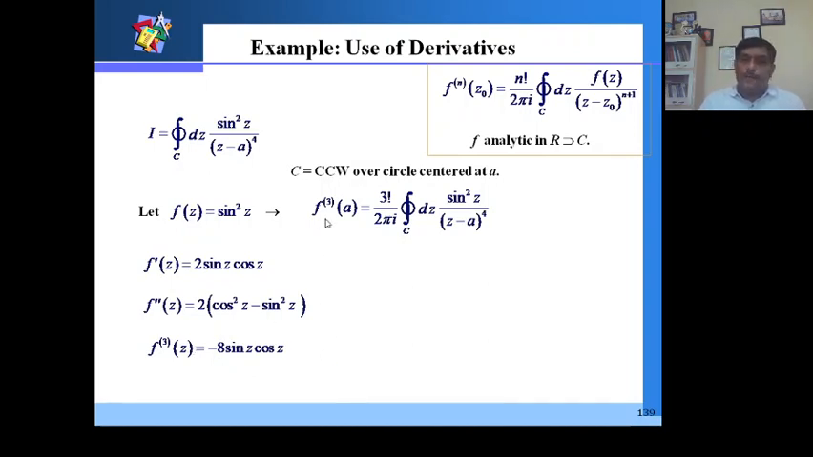If you make a simplification, you can do it another way. F3 of z, you put a, then the integral is equal to 2 pi i divided by 3 factorial into f3 of a, here minus 8 pi i into sin a into cos a. We can make this 2 sin a cos a equal to sin 2a. We can rearrange that also in the form of minus 4 pi by 3 into sin 2a.